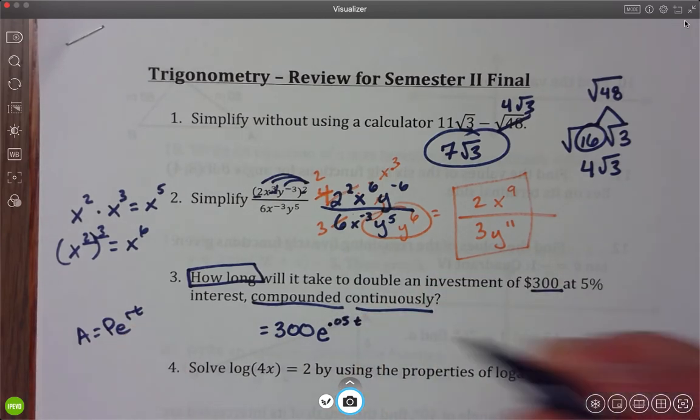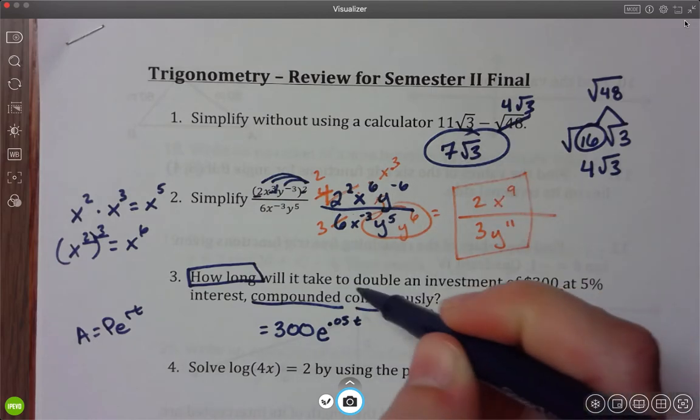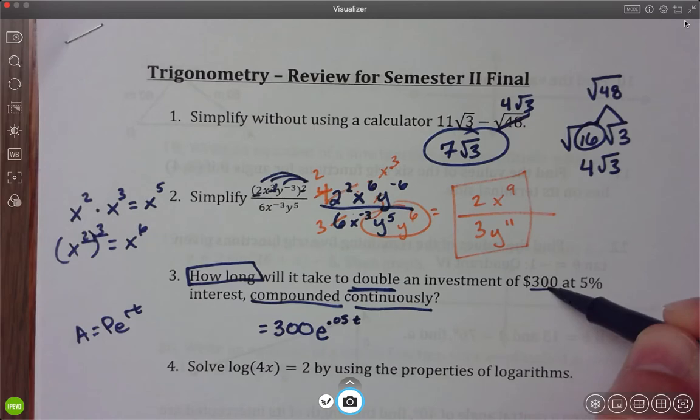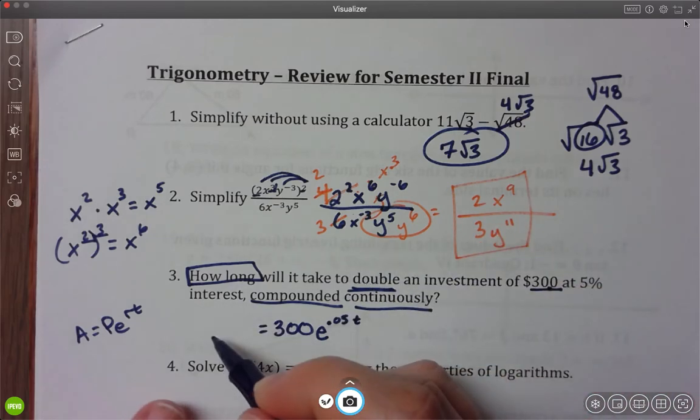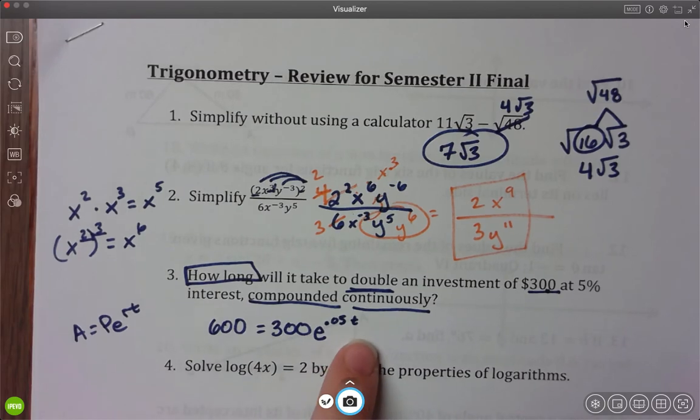T is time. Okay. Then what do I put in for A? Because if I'm solving for t, I need to have something to put in for A. Well, that's where this doubling part comes into play. If I'm starting with an investment of 300 and I want it to double, then that means my ending value has to be 600. Okay. So we're solving for this t up here.